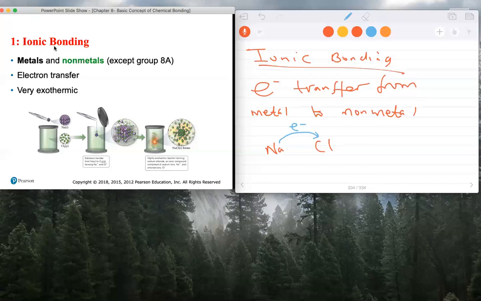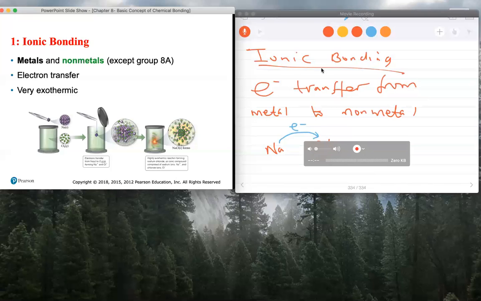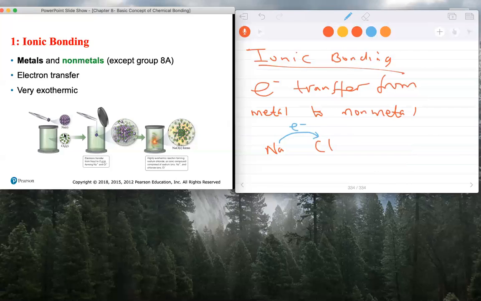For this type of bond, how will you know that a compound has ionic bonding? If it consists of a metal and a non-metal, then you know the type of bond there is ionic bonding. It's not only limited to chlorine and fluorine. And remember, it is formed as a result of electron transfer from metal to non-metal, not from non-metal to metal. It's one-way traffic, metal to non-metal.